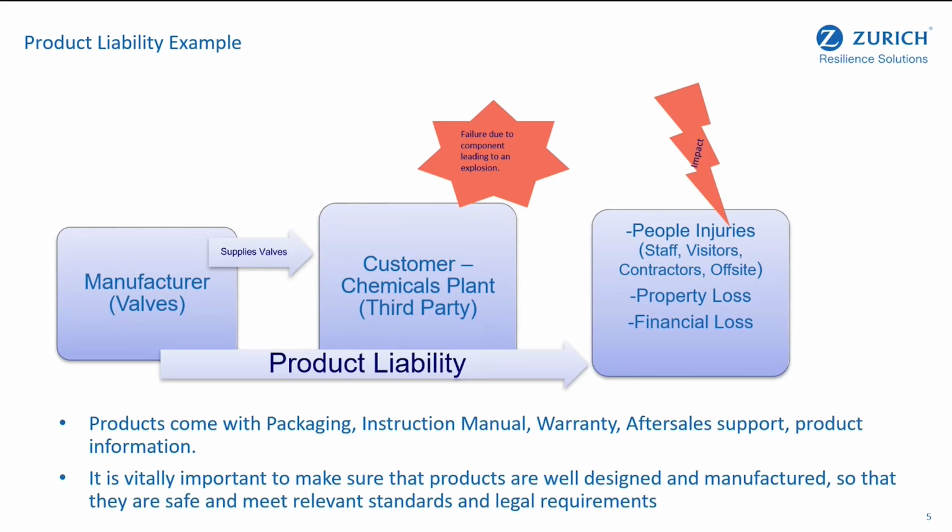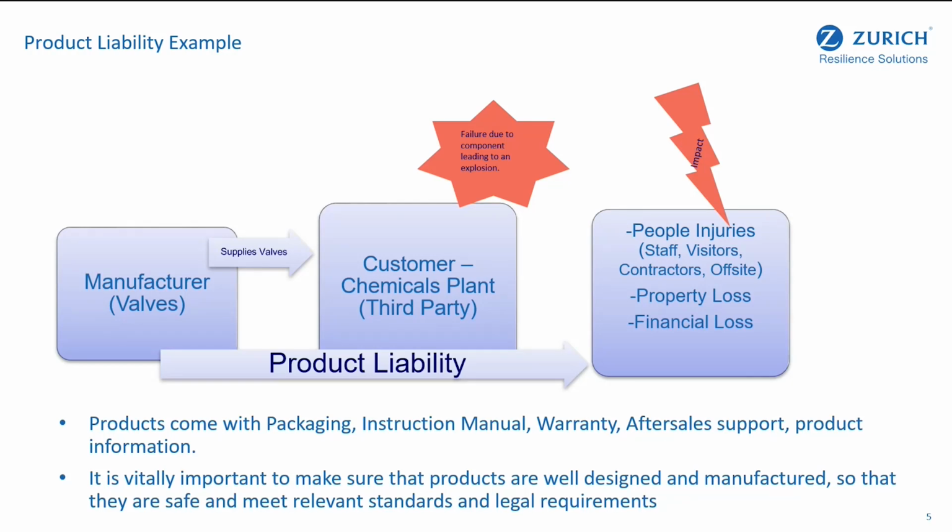which then goes on to cause injury to staff on site, potentially visitors, contractors, and it could even be damage to a building that's nearby as a consequence of the actual chemical plant catching fire or suffering some form of damage. And then this obviously leads to property loss and financial loss. So that's effectively where product liability is. The manufacturer in this case is liable for that valve that has gone wrong or become defective and caused an issue with the chemicals plant, which in this scenario is the third party. So that's the key thing to take away from this: it's the third party, the damage and the defect and the loss has happened at the third party.